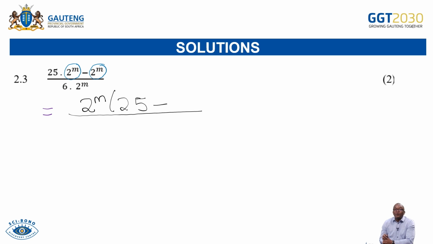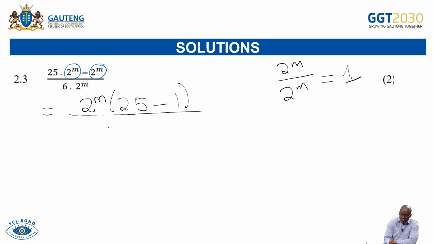Remember, guys, when you take out the common factor, it's like you are dividing that expression by its common factor, which is 2 to the exponent of m. Then you're going to have 1 there. If you say 2 to the exponent of m divided by 2 to the exponent of m, remember when same number divide itself, you're going to have 1, not 0, but 1. Then we are going to have 6 multiplied by 2 to the exponent of m.